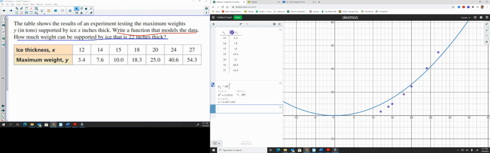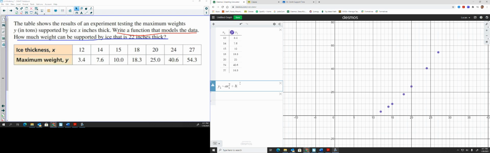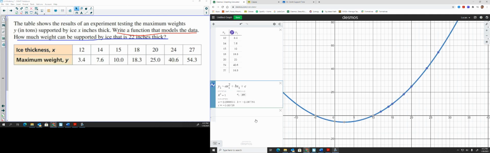Plus bx1. So notice how if I ever have a variable, I put that 1 after it. Plus c. ax squared plus bx plus c with those Desmos twists, right? 1's after the variables and a squiggly line instead of an equal sign. And now I've got a parabola to model my data points. And I have an a value, a b value, and a c value.